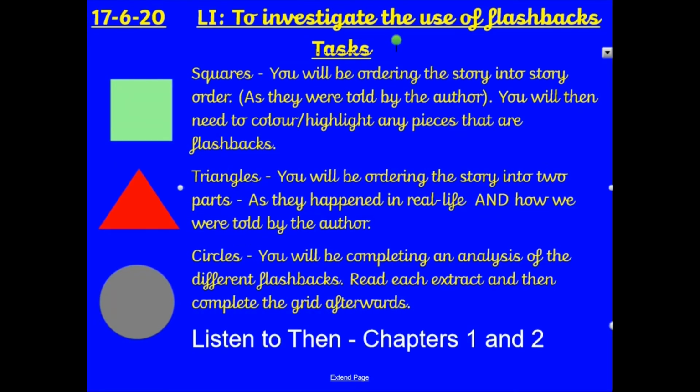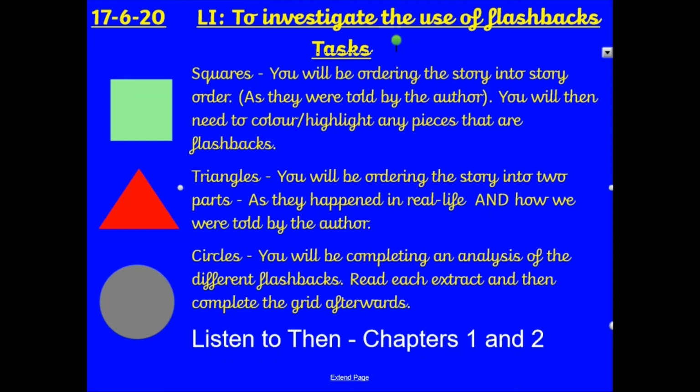So your work for today. Squares, you will need to order the story into story order, okay, as they were told by the author. You will then need to colour or highlight any pieces of those things that you've cut out that are flashbacks. Some of them were happening in chapter 1 and 2 right there and then. Other ones were flashbacks. Now, the author told us about them at certain points, and you'll need to maybe highlight them, circle them, make it clear that that one is a flashback.